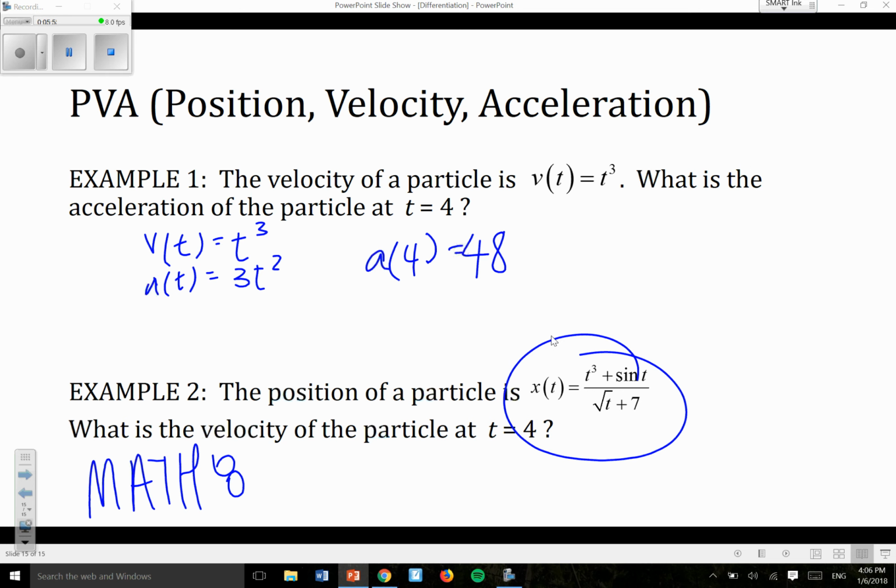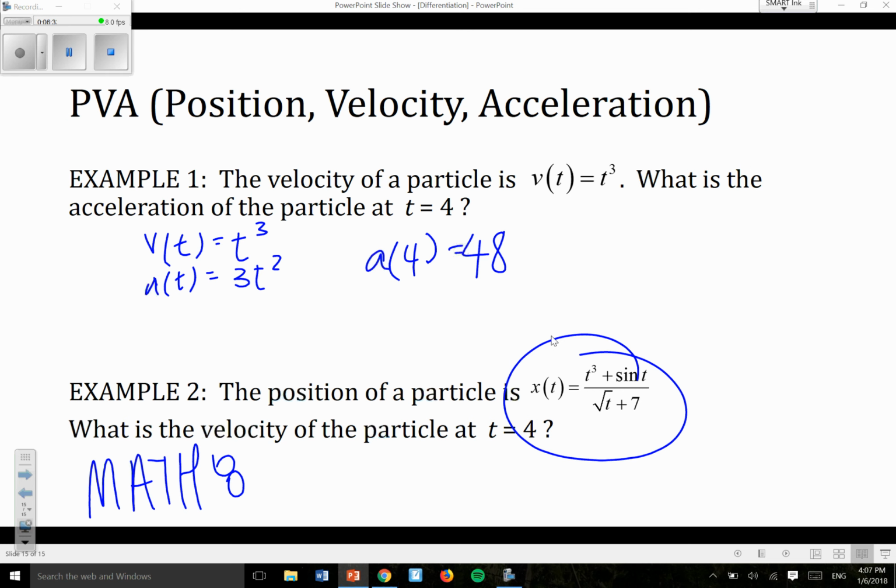So I actually want you to do this. Grab your calculator, and in your calculator, you're going to go to Math 8. And we're going to differentiate. Here our function is in terms of t, but let's just use x. So differentiate with respect to x. You can type in that entire function. It might be helpful to use alpha y equals to get that fraction bar. I'm going to type in x cubed plus sine x on top and root x plus 7 on the bottom.